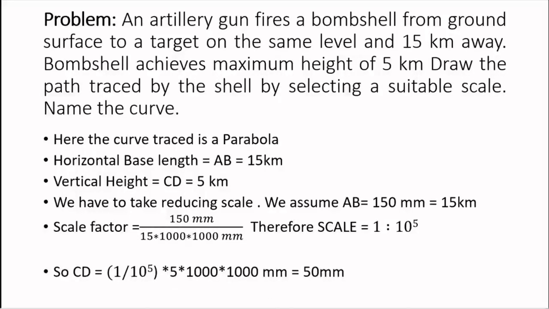So 5 kilometers are converted into mm by multiplying by 1000 two times. Kilometers are converted to meters by multiplying with 1000, and again this meter I have converted into mm by multiplying again with 1000. So I get the length CD equal to 50 mm. So now I use this data available for making the actual construction.